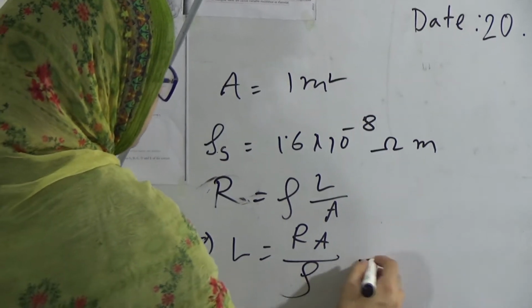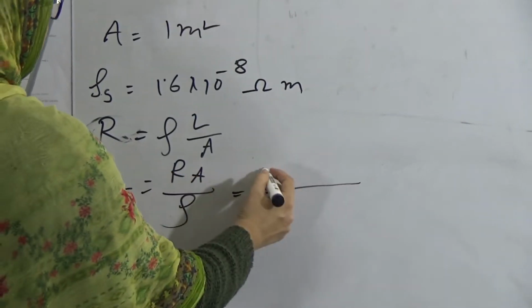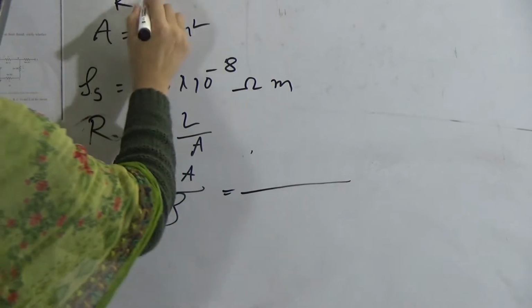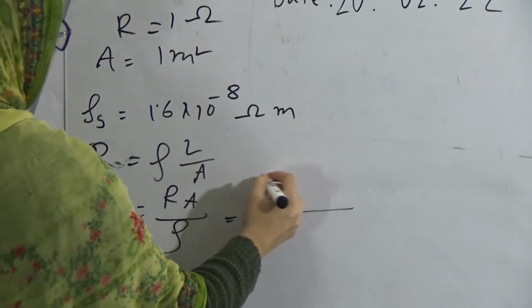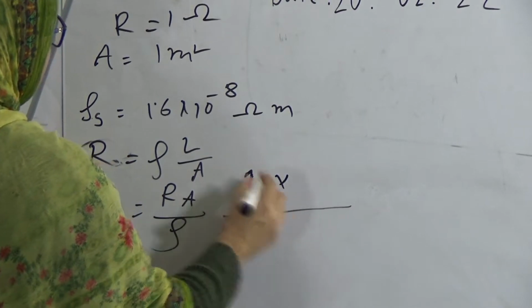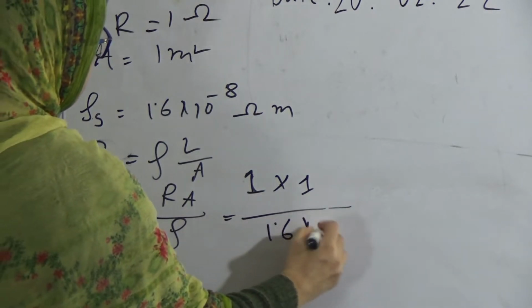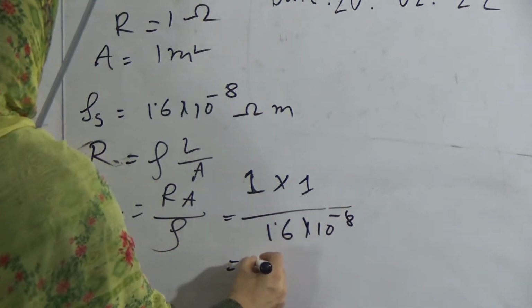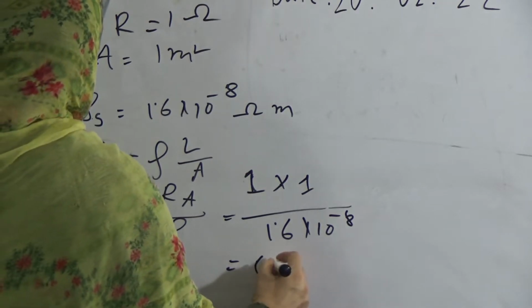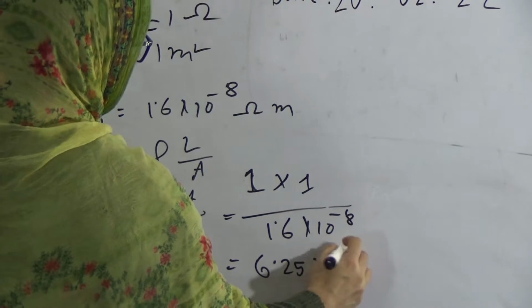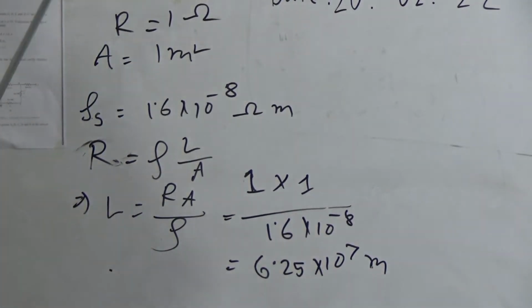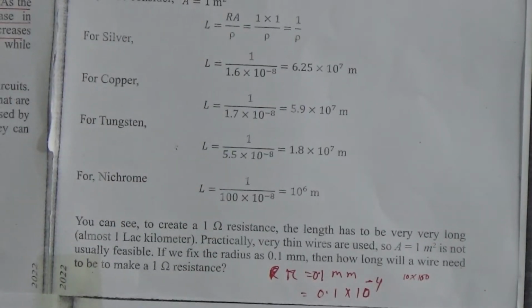So we can put the values here. R is given as 1 ohm, so R equals 1, A is 1 meter square, and rho is 1.6 into 10 to the power minus 8. So it will be 6.25 into 10 to the power 7 meter. So my dear students, this is the length for silver. Like this we can easily find out the length of copper, tungsten and nichrome by using this formula.